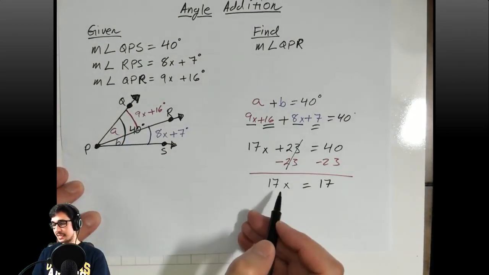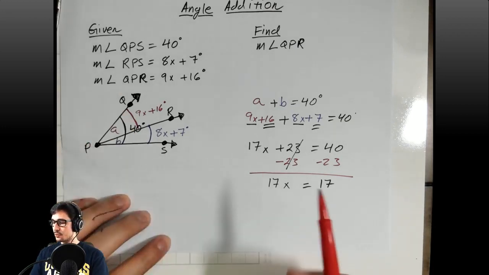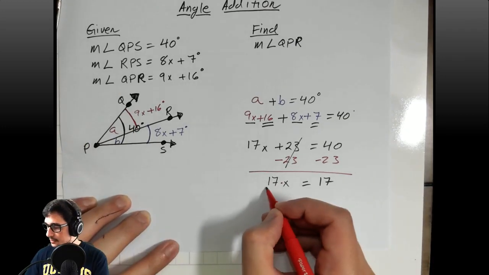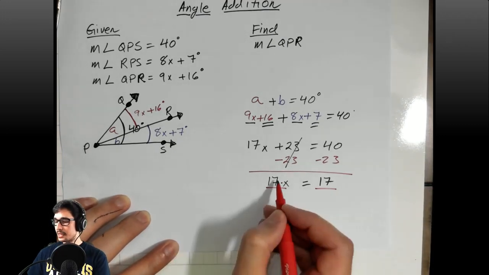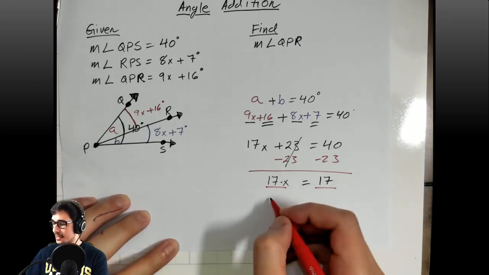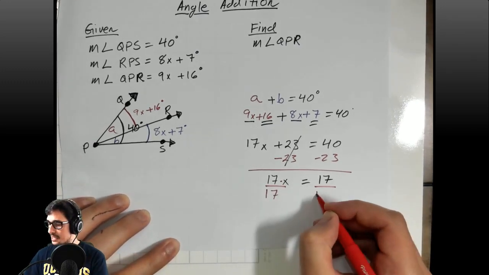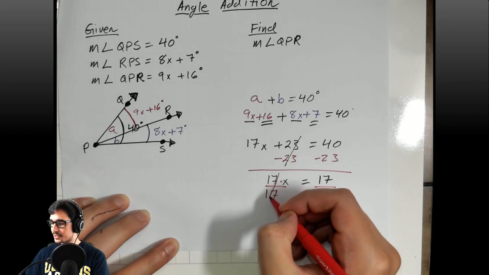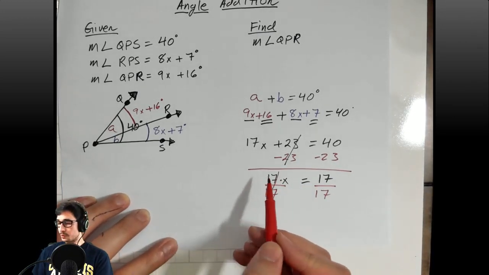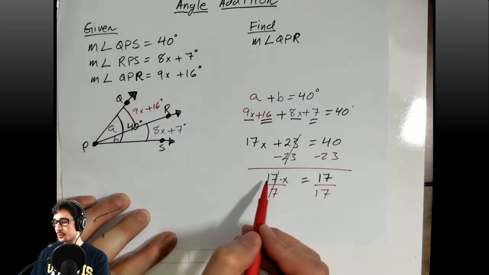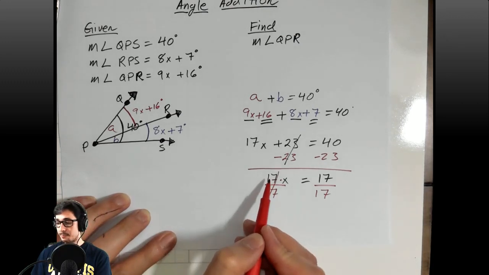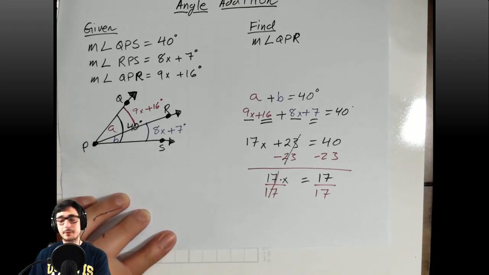I want to isolate x, so I've got to get rid of that 17. Since it's multiplication, I have to take the inverse of multiplication, and that's going to be division. So I need to divide both sides by the thing that I want to cancel out. I want to divide both sides by 17 because now the 17s will cancel. Whatever number is up here, that's the number you divide both sides by. So if this was a negative 10, I'd divide both sides by negative 10. If this was a positive 1 million, I would divide both sides by 1 million.